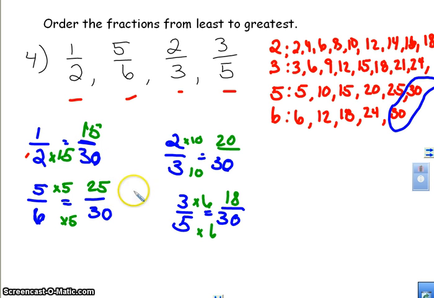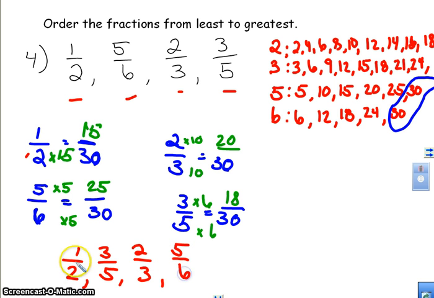So looking at these numbers, these are what we're ordering from least to greatest. My smallest number is 15/30, which just happens to be 1/2. My next smallest number is 18/30, which is 3/5. My next smallest number is 20/30, which is 2/3. And my largest number in this case is 25/30, which is 5/6.